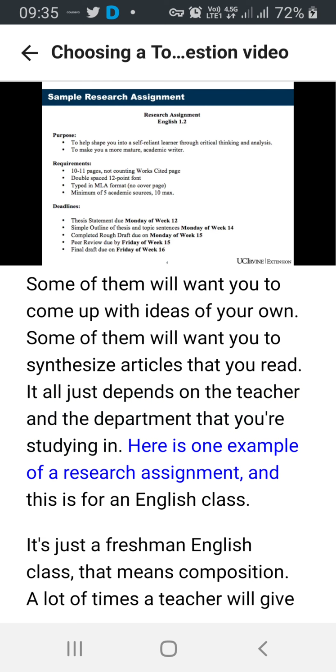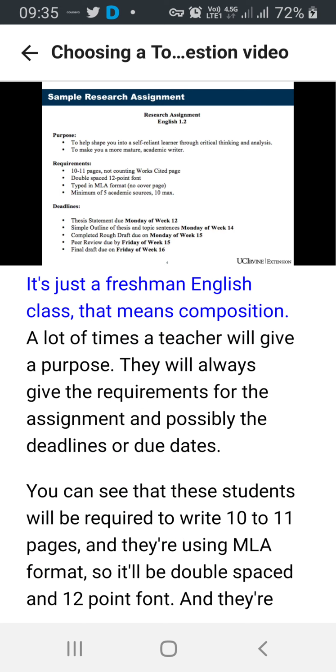Here is one example of a research assignment, and this is for an English class. It's just a freshman English class. That means composition. A lot of times a teacher will give a purpose. They will always give the requirements for the assignment and possibly the deadlines or due dates.